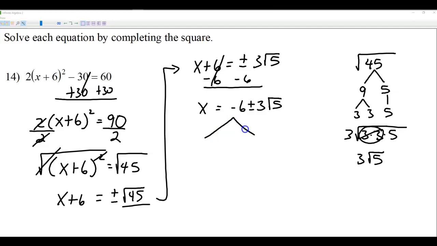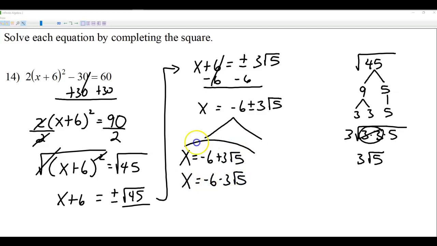So in this case, you're going to want to probably split it up, because even though I like writing it the way I did there, I'm pretty sure in the test they're going to write it as 2 separate equations, so I don't want you to be confused by that. And there you guys go.